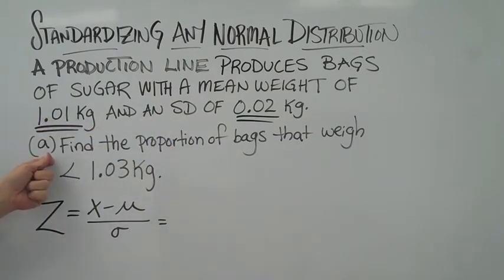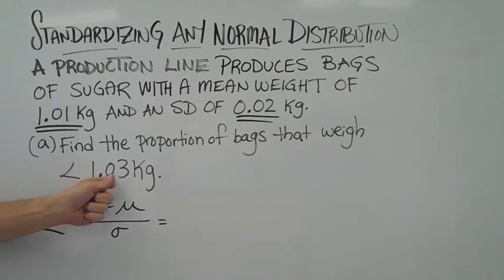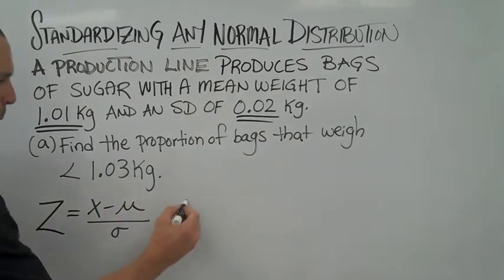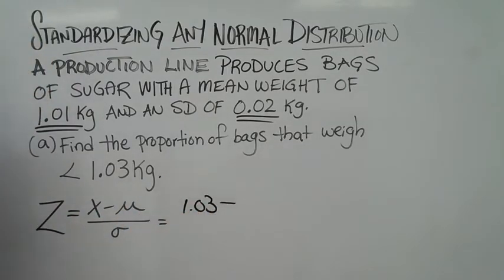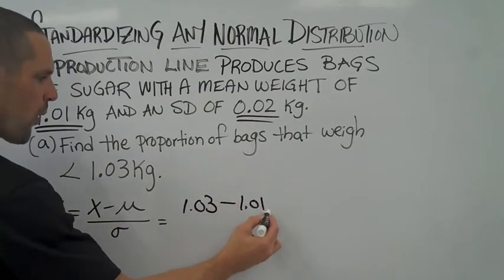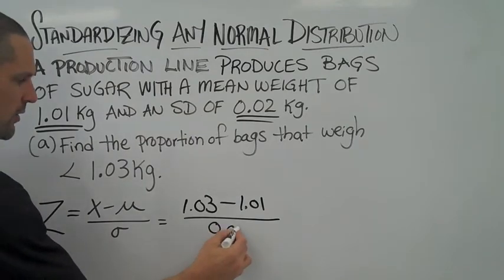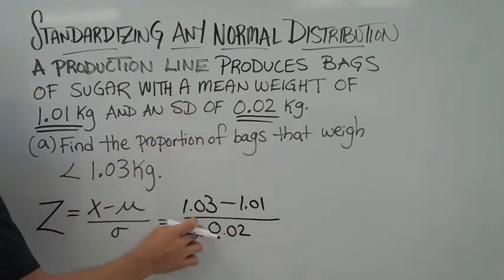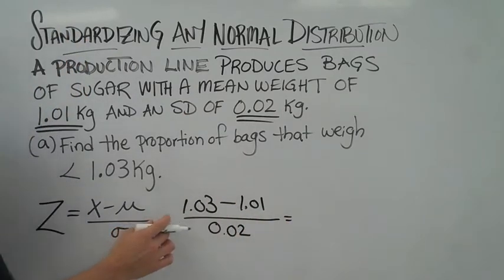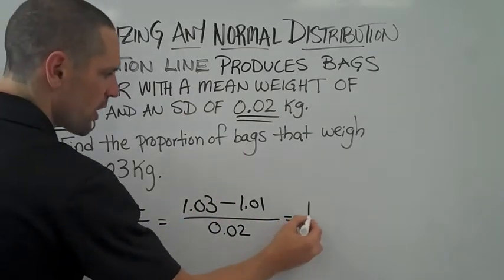First, find the proportion of bags that weigh less than 1.03 kilograms. Well, to do this, I have to relate 1.03 kilograms to the standard normal curve. How many standard deviations above my average is 1.03? This is where I use my formula: 1.03 minus the average of 1.01, all divided by my standard deviation of 0.02. Notice they gave me the standard deviation, so I can just plug that in. That gives me 0.02 divided by 0.02, which is 1.